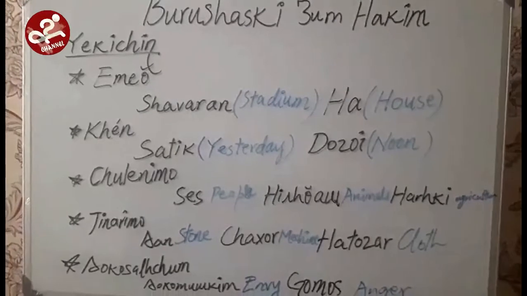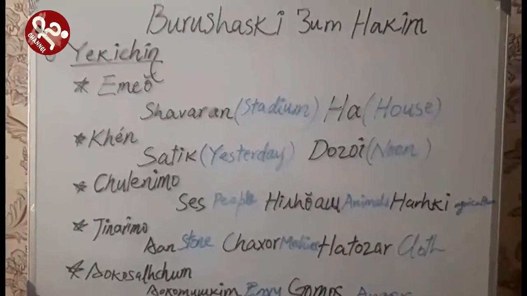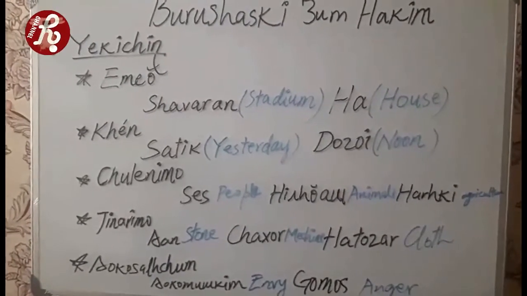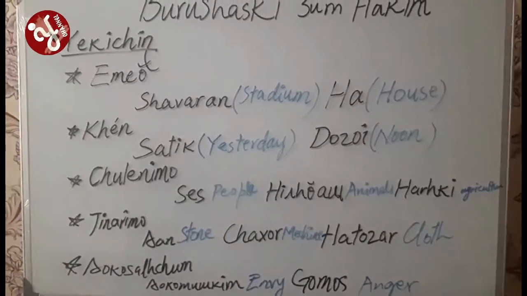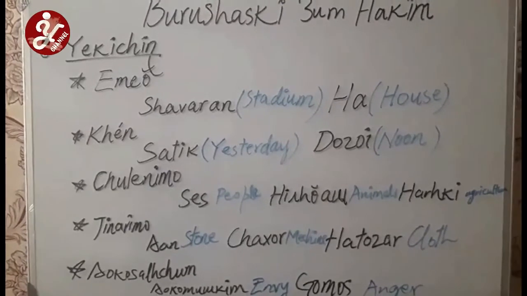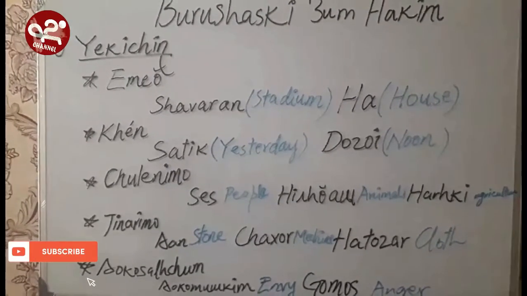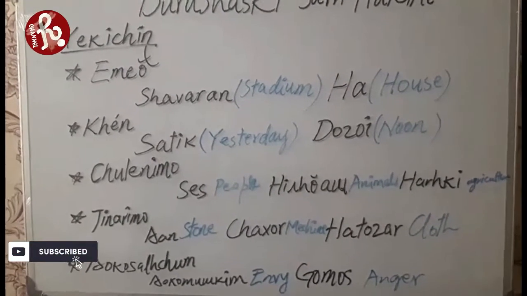And the last and the fifth is Dokosachum. That means the thought or an idea or a feeling. So that is called Dokosachum. That is also a verb, a work, and also a feeling. So that is the name.